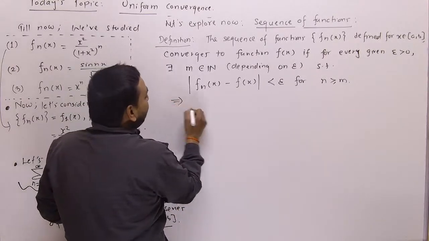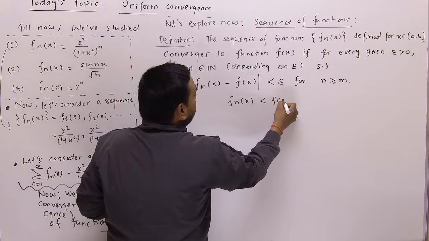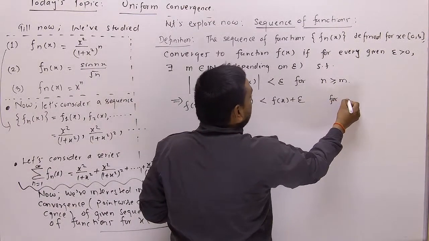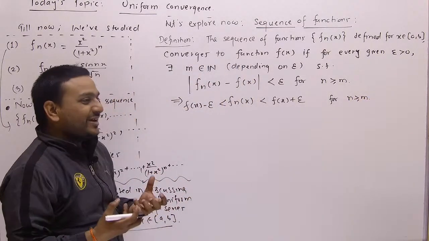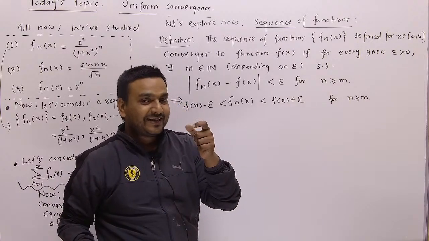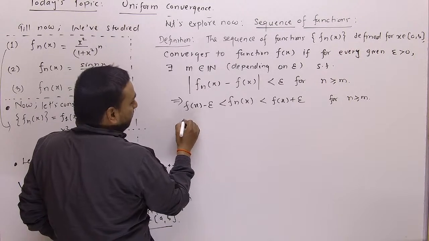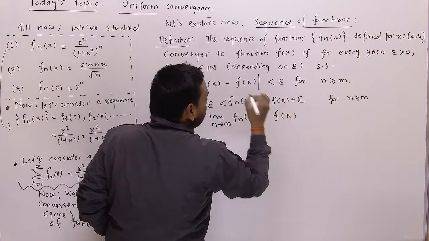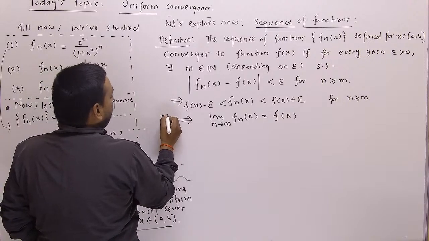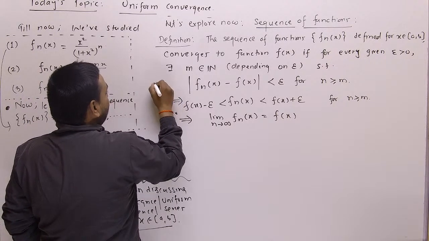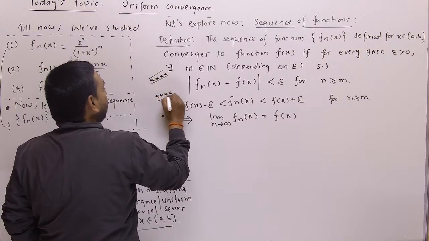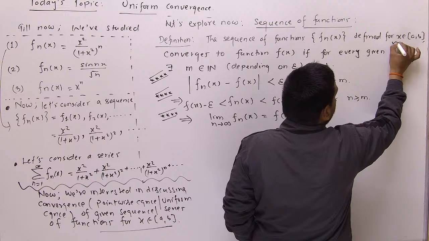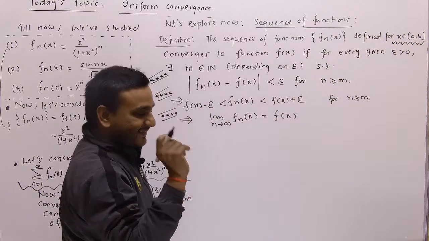Brother, what is the meaning of this? f_n(x) lies between f(x) minus epsilon and f(x) plus epsilon, for n greater than or equal to M. Until now we have a great feeling for this M, all but finitely many, right? This can also be represented by limit n tending to infinity of f_n(x) equals f(x). So these all are exam points for you, right or not? Now, please underline this word. Okay, note.